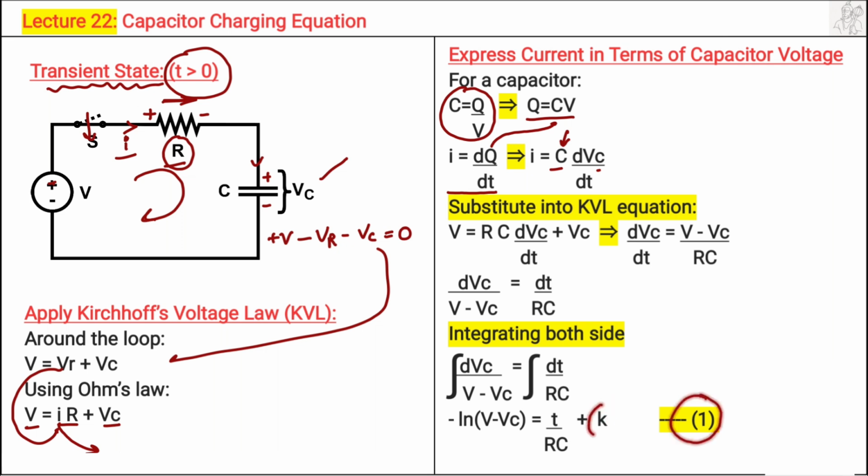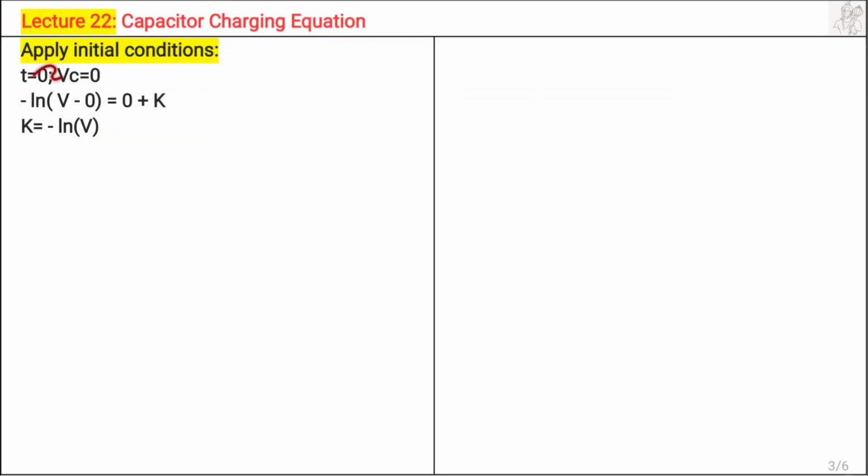In order to find this constant k, we need to consider the initial conditions. So at t is equal to 0, initial conditions, Vc is equal to 0.